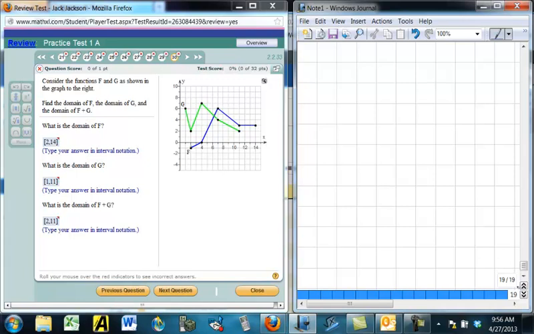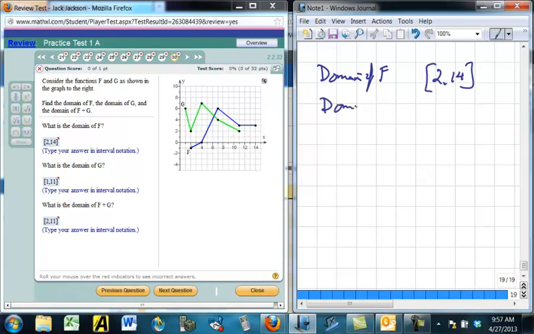Alright, so we've got functions f and g given by these graphs. What's the domain of f? Okay, so the domain of f would be the possible input values for f. So if you look at that, that goes from 2 to 14 and everything in between.